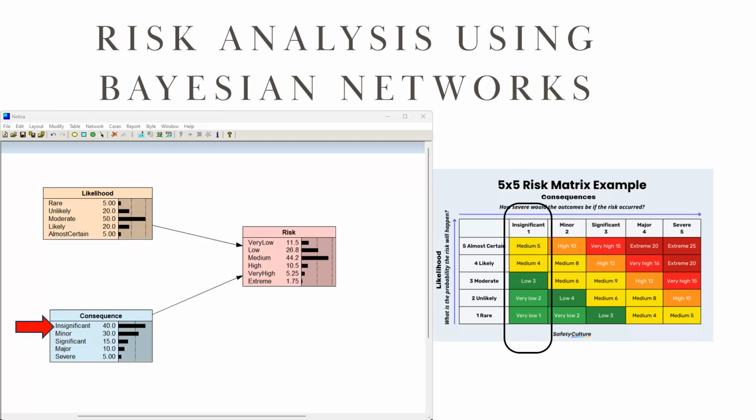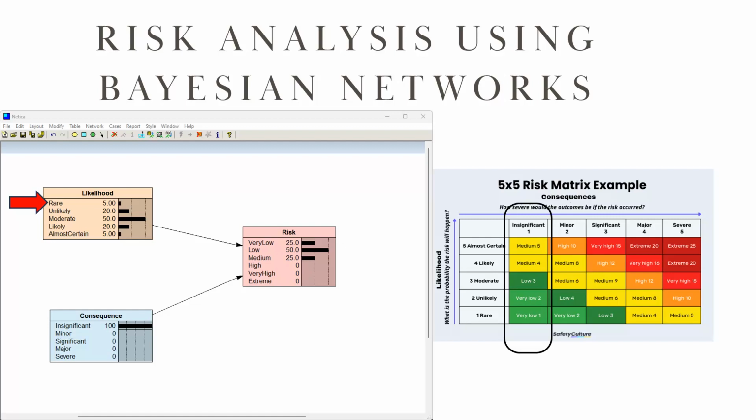Using the model to represent that, I select insignificant in the network's consequence node. The risk node immediately shows that possible options are now very low through medium. Next, we will step through the likelihood cases and show how the Bayesian network matches the matrix, from rare to almost certain, resulting in risks from very low to medium, consistent with the matrix.